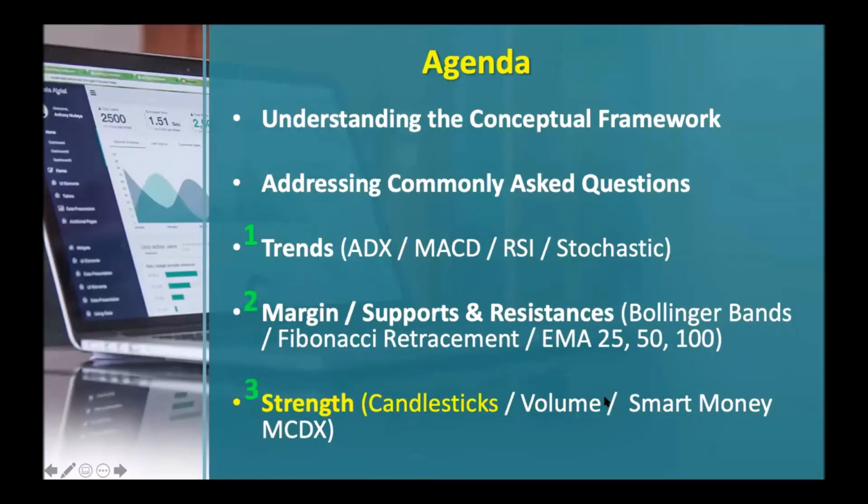So remember, we have categorized the technical analysis tools into three groups: trend, margin, and strength. Today we'll touch on candlestick, which is one of the tools used to measure the strength. Then in the next section we'll cover volume and smart money, and that will complete our training.